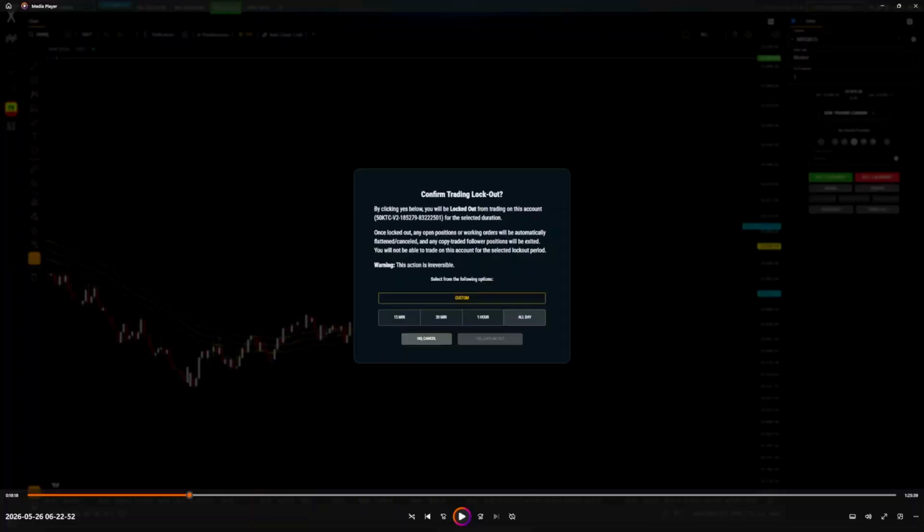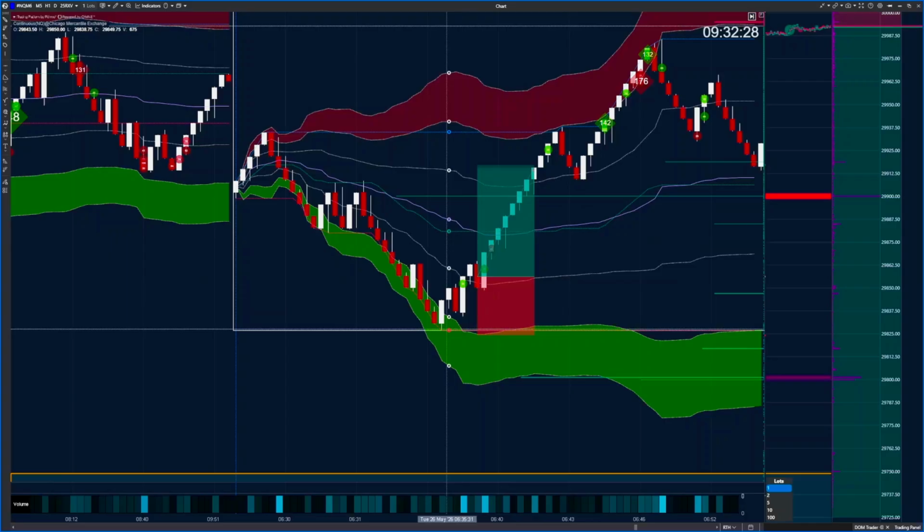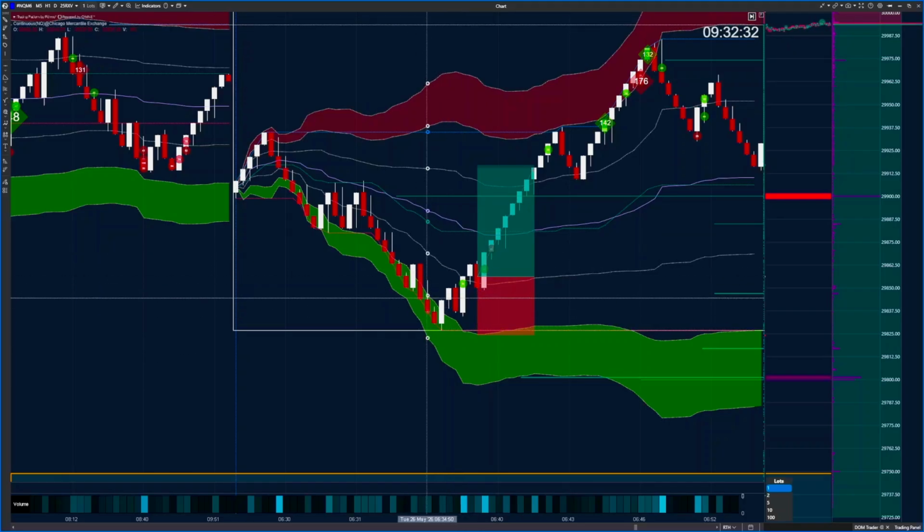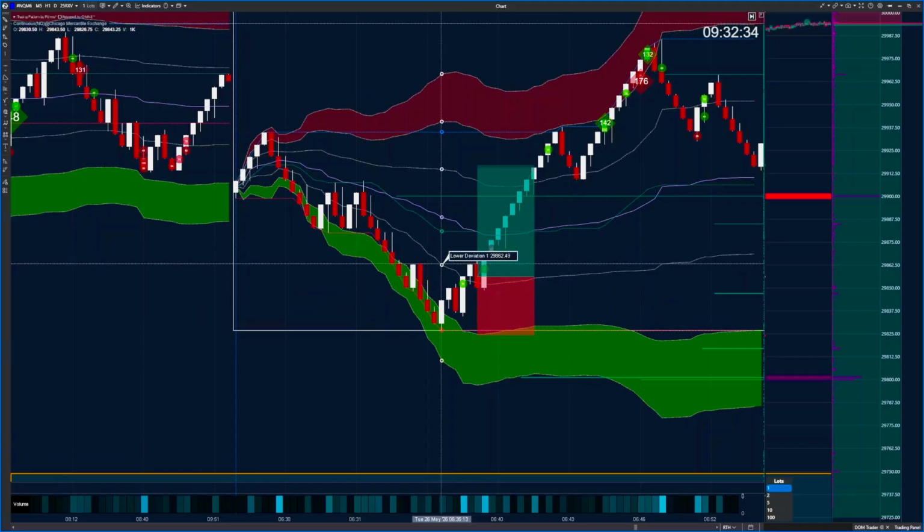And of course, I have to lock myself out prior to, because I don't want to get greedy and do more than I need to. So let's take a look at the other charts. So as you can see here, this is the chart that I've been using for my entries. This is the 25 range chart.